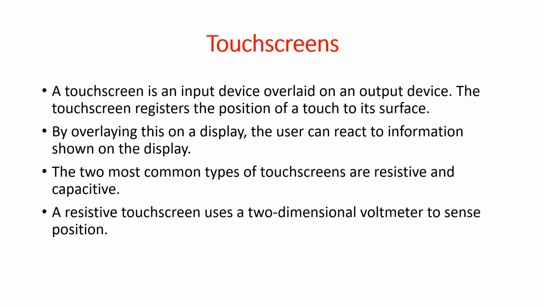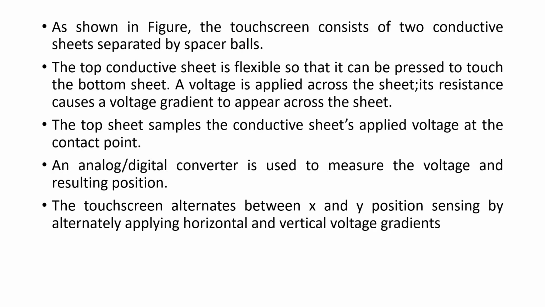The two most common types of touch screens are resistive and capacitive. Resistive touch screens use a two-dimensional voltmeter to sense the position. The top conductive sheet is flexible, so it can be pressed to touch the bottom sheet. The voltage applied across the sheet's resistance causes a voltage gradient to appear across the sheet.